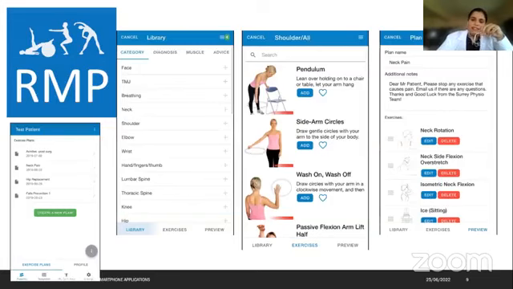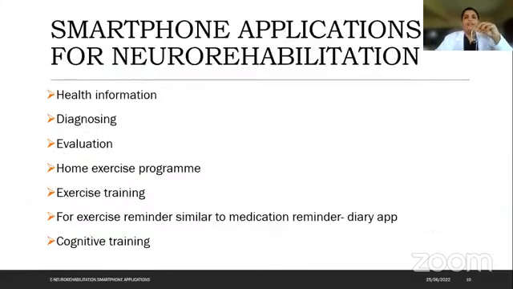So, again, advice is there and exercises are there. We have such kinds of apps. But again, the reliability and validity of the applications are still in question. But patients can use them accordingly.